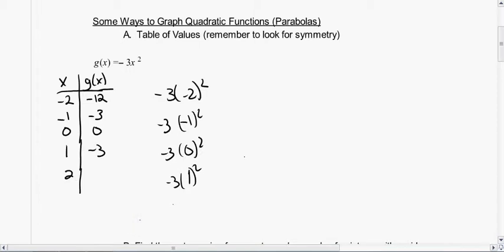So let's just double check that. So -3 times +2 squared. 2 squared is 4. 4 times -3, yep, there it is, -12. So I can see that there's some symmetry in the table centered around 0. So 0 is probably where the vertex is. Let's go ahead and graph this.